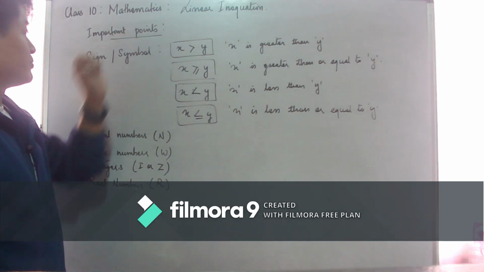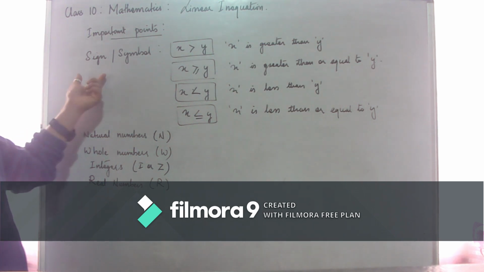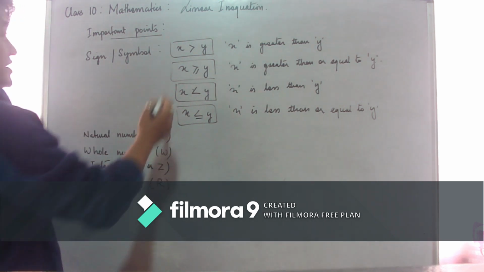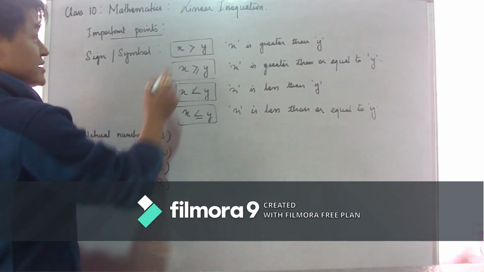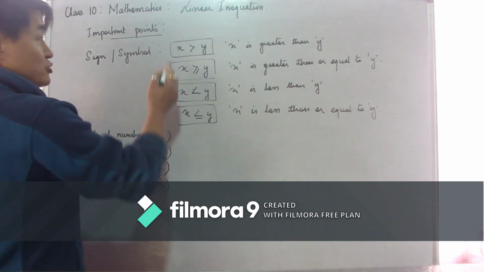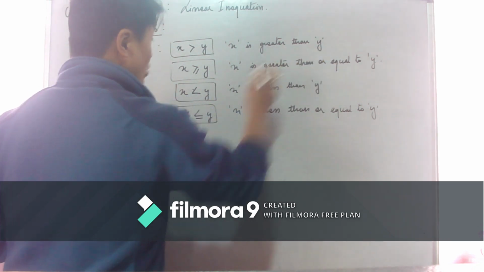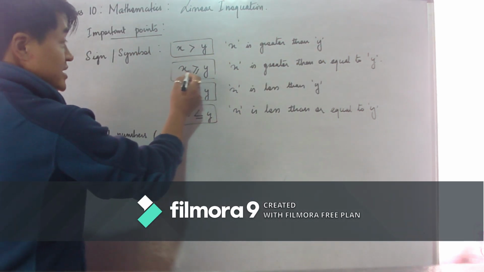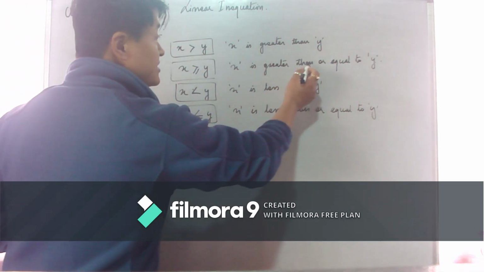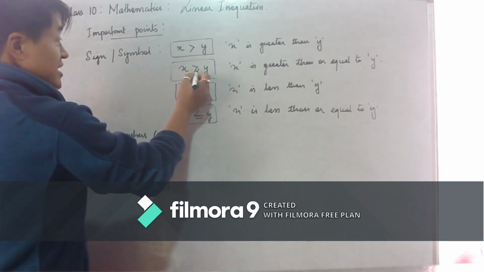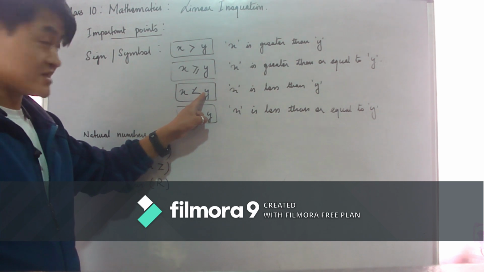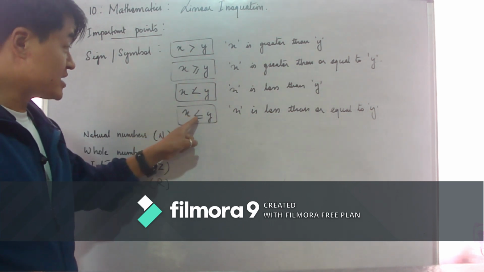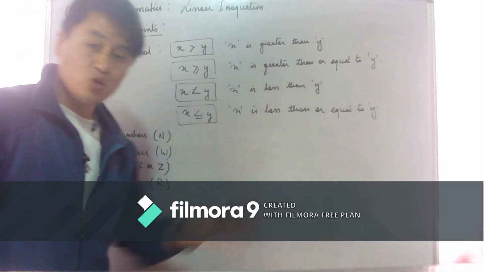Now we will see the important points. That is your signs and symbols. If we write x, this sign is the greater than sign, so it can be written as x is greater than y, and this can be written as x is greater than or equal to y. This is x is less than y. Here is x is less than or equal to y.